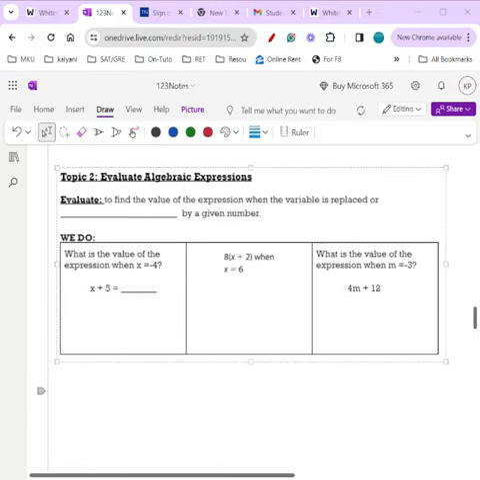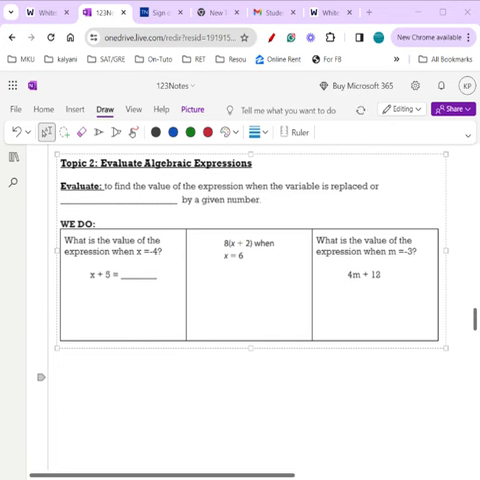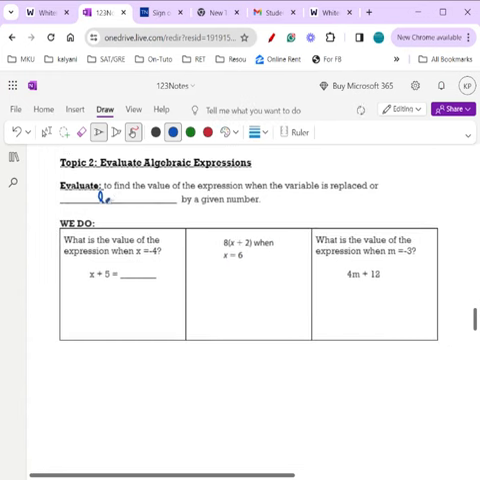Now the next one, topic 2, evaluate algebraic expressions. Whenever it says evaluate, that basically means you're finding the value of it. So right here is to find the value of the expression when the variable is replaced by the given number. So the variable, or the letter, is replaced by the given number.